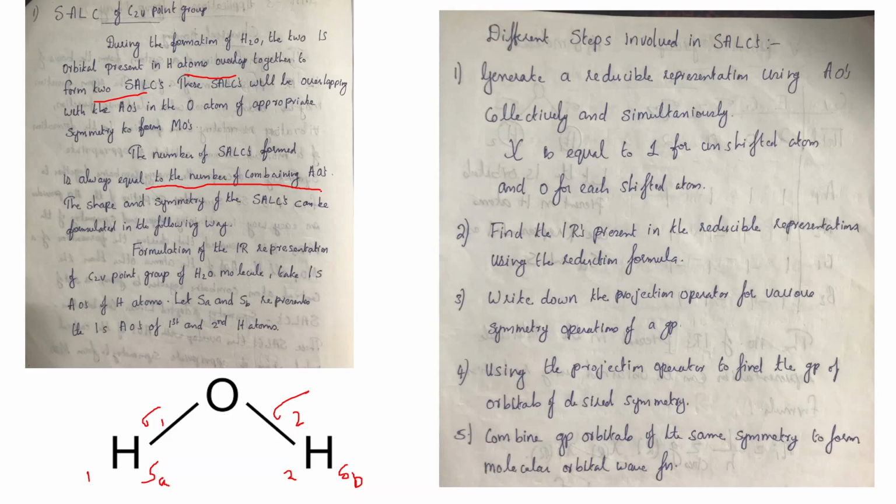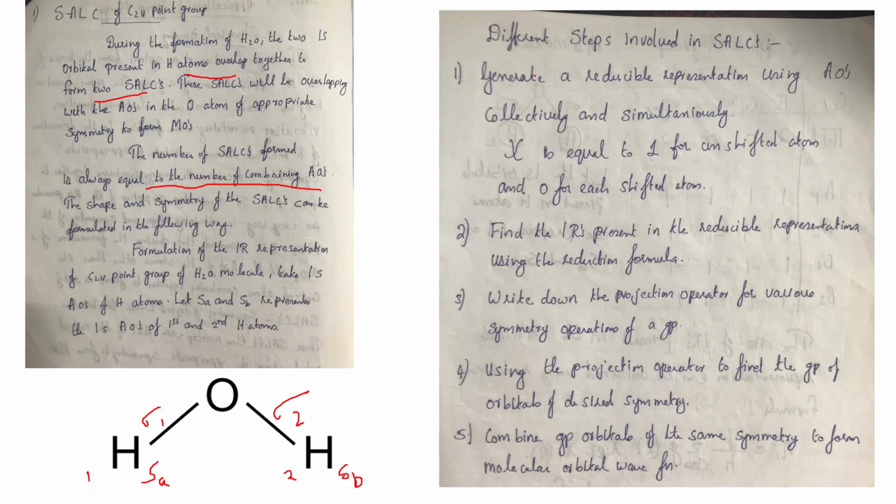The shape, size and symmetry of the SALCs can be formulated in the following way. We will consider the H2O molecule, the formation of irreducible representations of the C2v point group of the H2O molecule. Take the 1s atomic orbitals of the H atoms. Say sA and sB represent the 1s orbitals of the first and second hydrogen atoms. First, we will consider this picture of H2O, and this is termed H1 and this is termed H2. And the 1s orbitals are termed sA for H1 and sB for H2. We have the bonds given as sigma 1 and sigma 2.